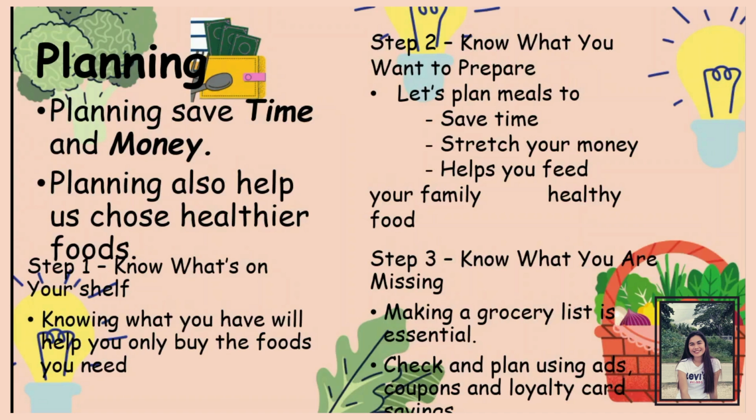And also check and plan using ads, coupons, and loyalty card savings. So the main purpose of the planning is to save money, right? So in order to save money, we can still make use of our loyalty cards, or whatever they call that card in Prince where you can get points, so you can make use of that to save money.